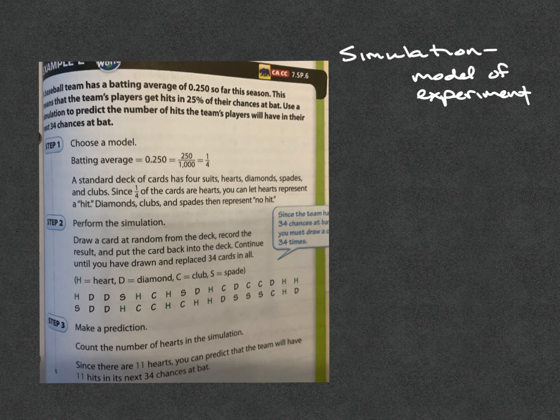And that's all this lesson is about: experimental probability. How many times the event happened over how many times you tried it in your experiment. What's that fraction in terms of probability?